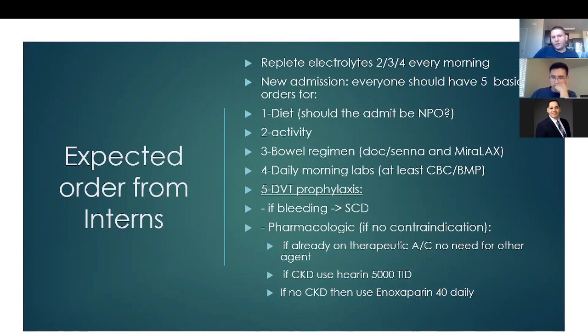If you don't know how to replete a certain electrolyte, ask your senior, and you will get used to it. It's a very simple process. Just ask and you will get the hang of it.